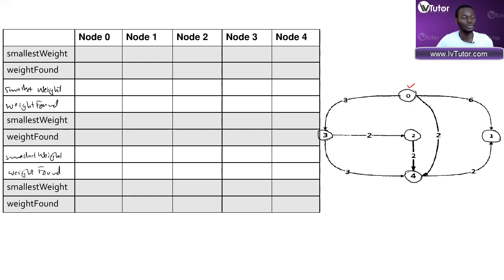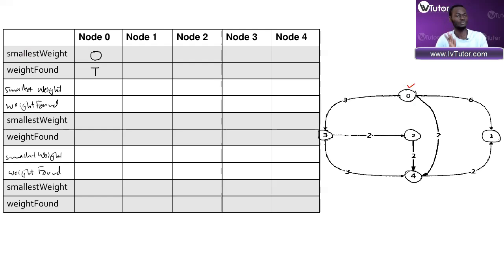So every time when you start, the weight from node 0 to node 0 is 0, and you can confirm that this is the shortest weight to move from 0 to 0. So every time when you start, 0 carries a weight of 0, and the weight found value is true because you are saying, well, I'm on 0, there's no other best or shortest distance to move from 0 to 0, except that I'm already here, so you can confirm.